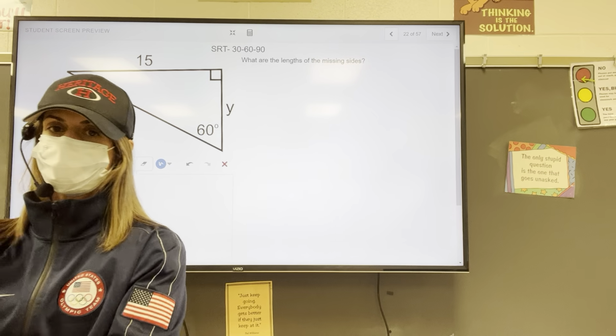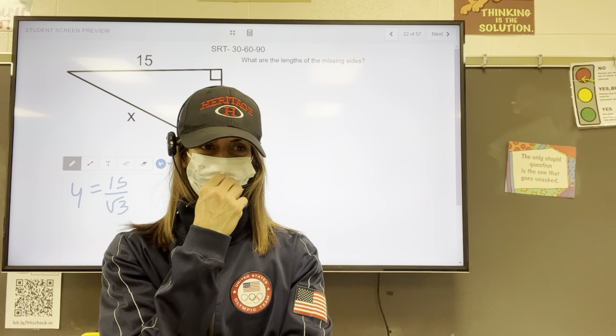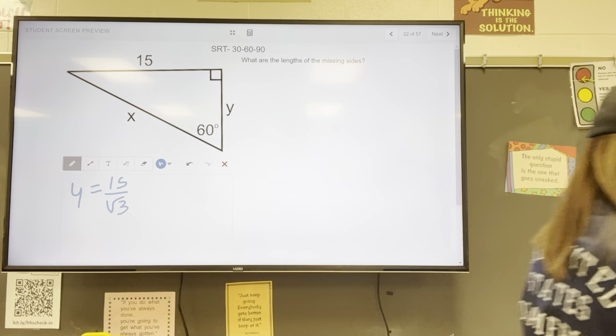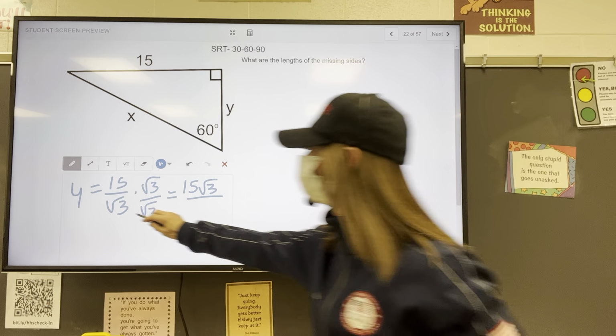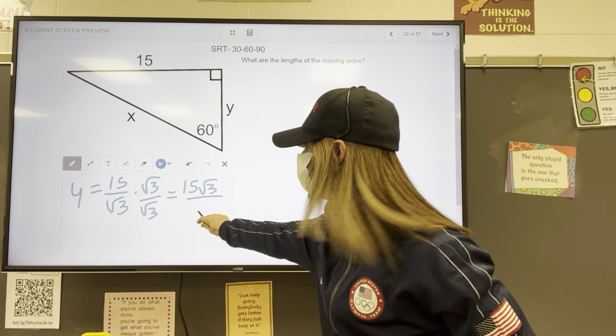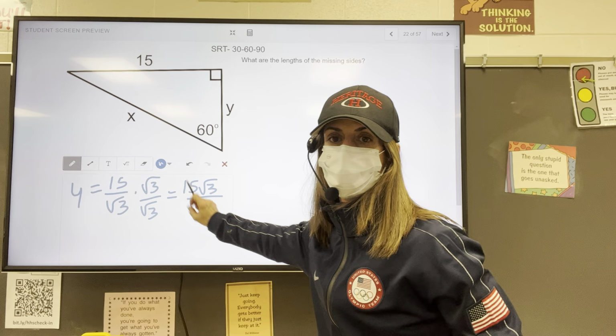What do we have to do? Yep, special one. In this case, you are right. It is root 3 over root 3. We're getting somewhere. What's root 3 times root 3? Done.